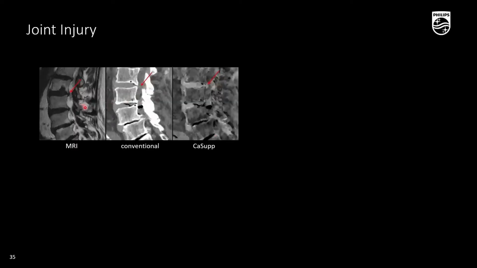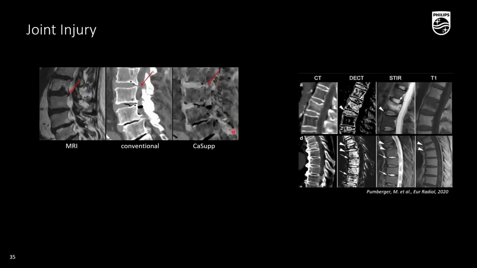Joint injury. So I showed at the start this nice image to see the herniated disc in the MRI, what you don't see in the conventional CT. But if we can apply a calcium suppression to this and remove all the calcium signal, all of a sudden the discs light up, and then we can start to see where we might have things like a herniation, or, what I'll talk about in a second, other changes to the makeup of the disc as well.